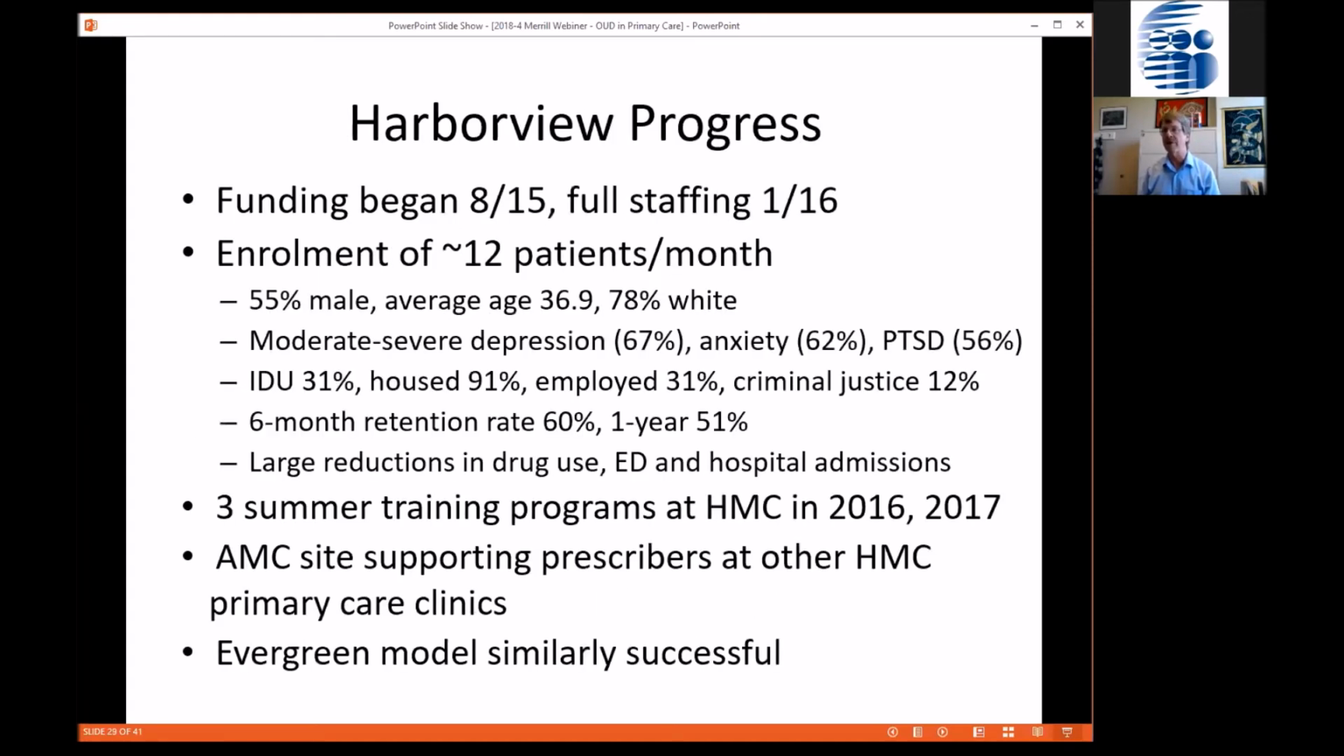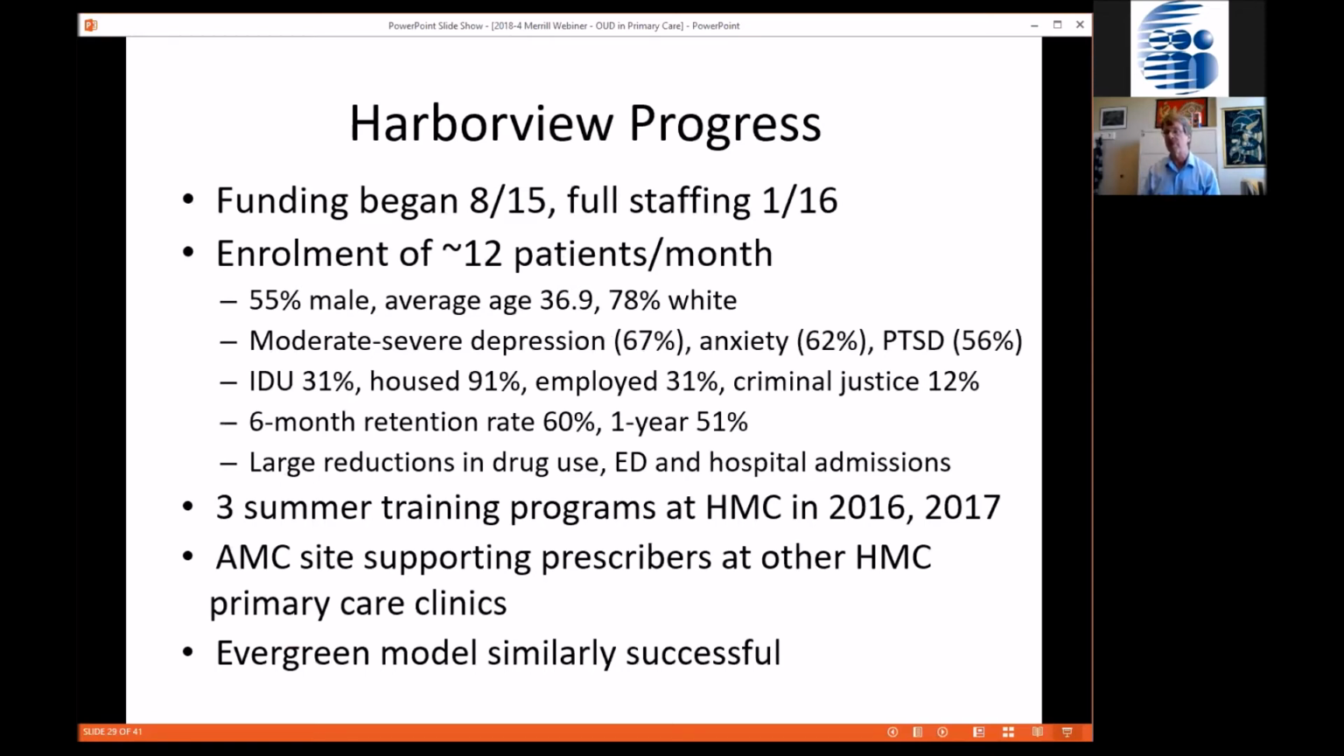So our progress: we really started at the beginning of 2016 and have enrolled about three patients per week, 12 patients per month. You can see some of the demographics, a lot of comorbid mental health problems. Most of our patients have been housed. They have to get through the system. And we've done really well in terms of retention, 6-month retention rate about 60%. If you get that far, most patients get to a year, and there's a lot of reduction in drug use and in other emergency and hospital admissions.